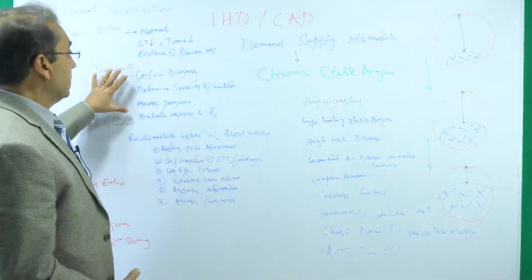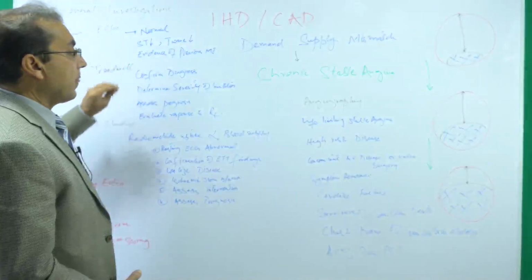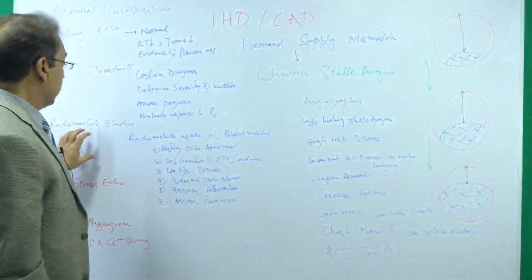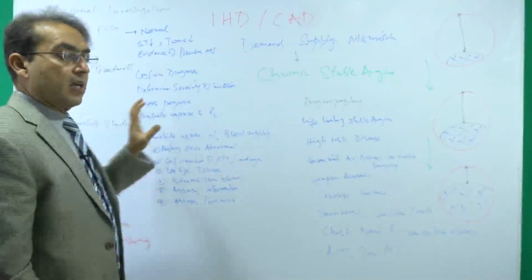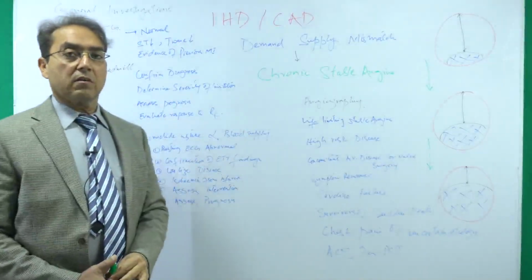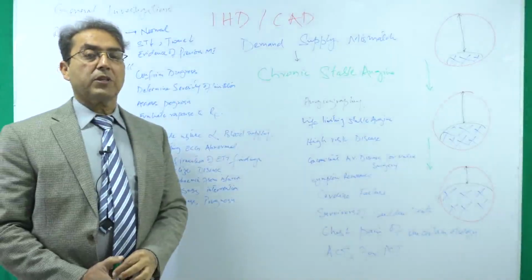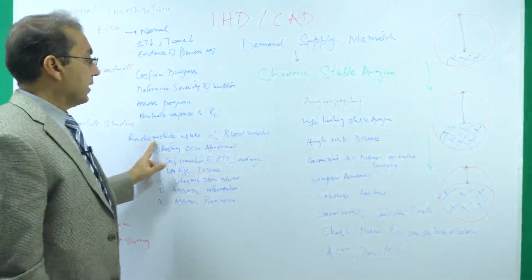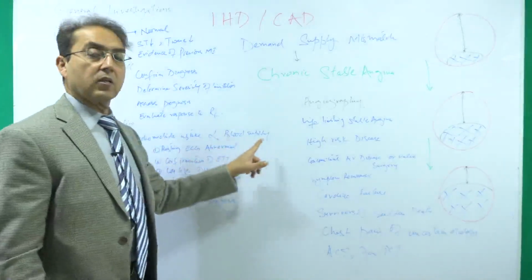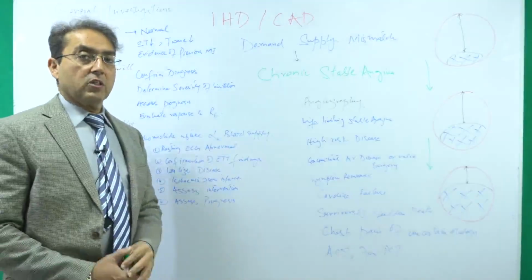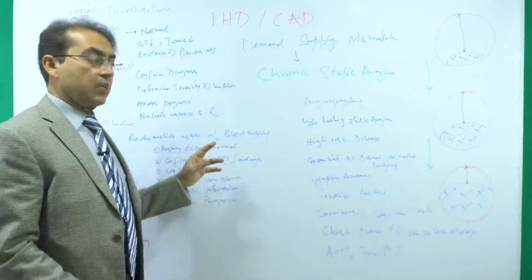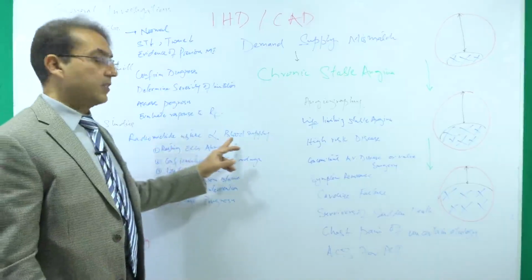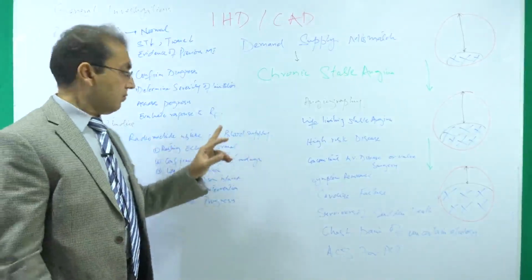So this test is used for this purpose. And then we can do radionuclide studies. We inject radio-labeled substances into the patient's circulation, and this radionuclide uptake is proportional to the blood supply in the coronaries at the time of injection. So if the blood supply is normal, the uptake will be high. If the blood supply is compromised, the uptake may be low.